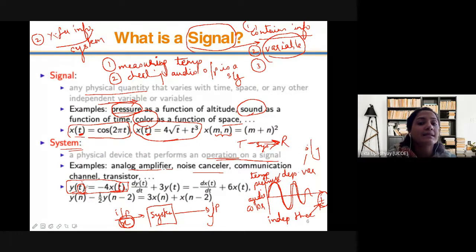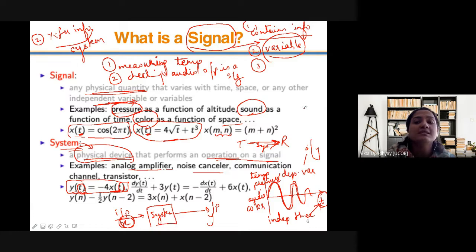Is this clear? Signal and system, students? Yes, ma'am. So what's a signal? Signal is a physical quantity and system is a physical device. So to get any signal, I need to have an independent variable and a dependent variable. And a system is when I am performing some operation on the signal, I need to have a physical device to perform it, and that physical device is called as a system.